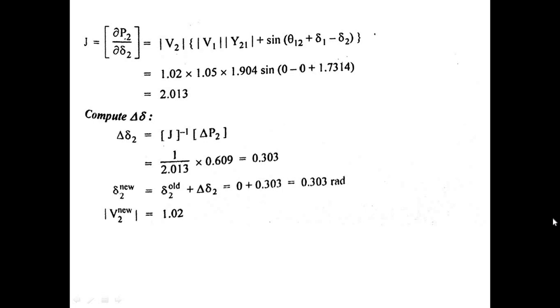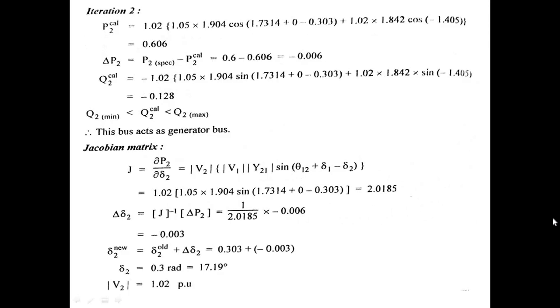Compute delta gamma 2 is equal to J inverse delta P2 is equal to 1 divided by 2.013 into 0.609, that is equal to 0.303. Then gamma 2 new is equal to gamma old plus change in gamma 2 is equal to 0 plus 0.303 is equal to 0.303 radian. Then V2 new is equal to 1.02.